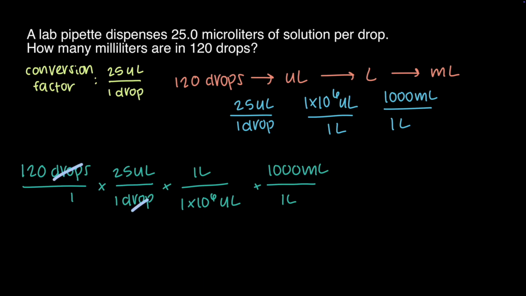Drops cancel out, microliters cancel out, liters cancel out, leaving us with milliliters, the unit needed for the final answer. Multiplying and dividing all values, we get 3.0 milliliters.